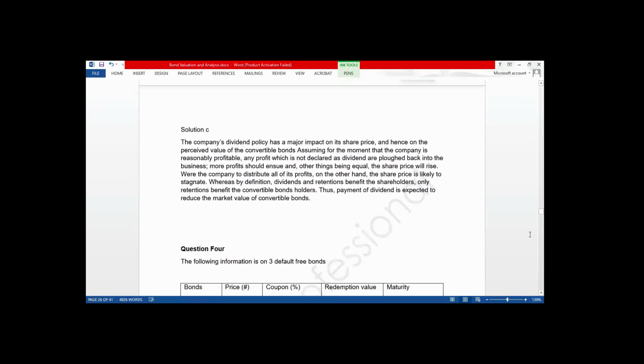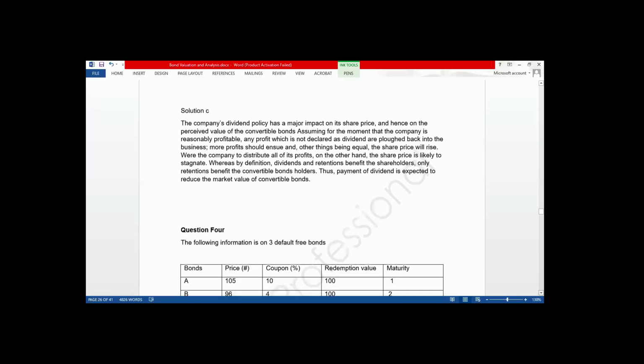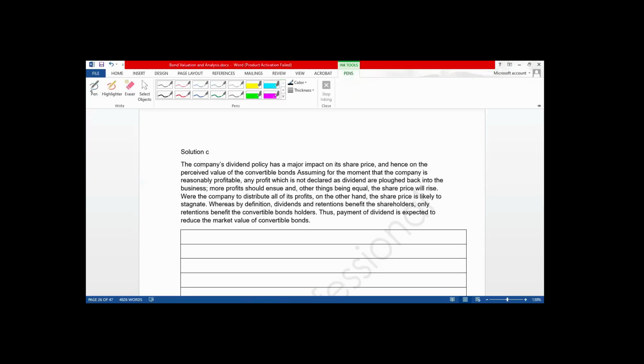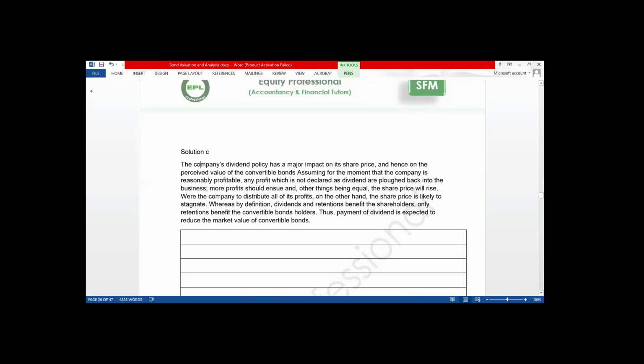Okay, please permit me to create the solution page. I didn't know this question is here. I would have started with this question, sir. Suggested solution.